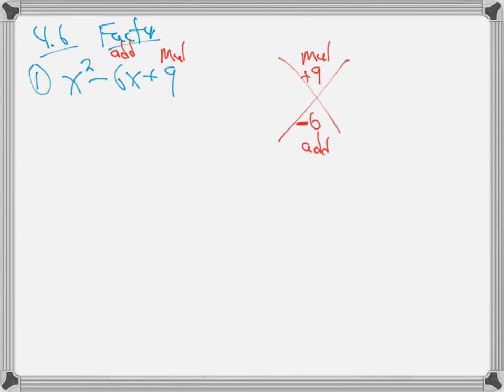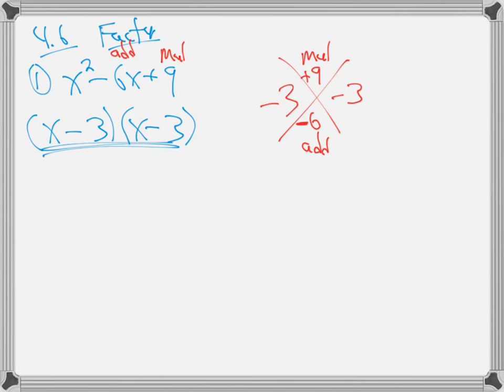So what two numbers multiply to be 9 and add to be negative 6? Yeah, 3 and 3, both negative, because two negatives multiply to be positive and they add to be a negative 6, a bigger negative. Okay, and so what do we do then? Well, that's the factorization. It's going to be x minus 3, x minus 3. Really, that's the answer. That's a fine answer.